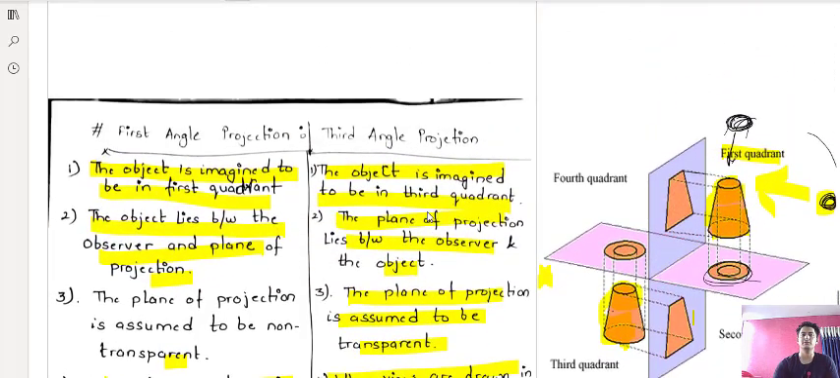In India, basically we use first angle projection. So we will be using this part, first angle projection. Third angle projection is basically used in USA.